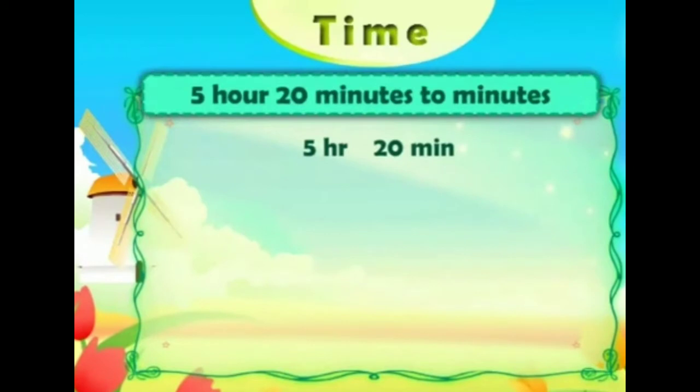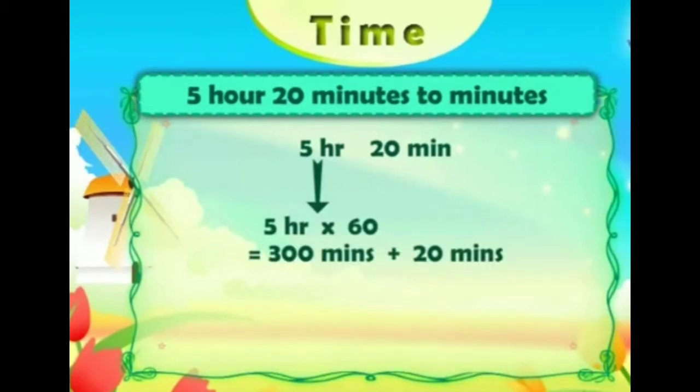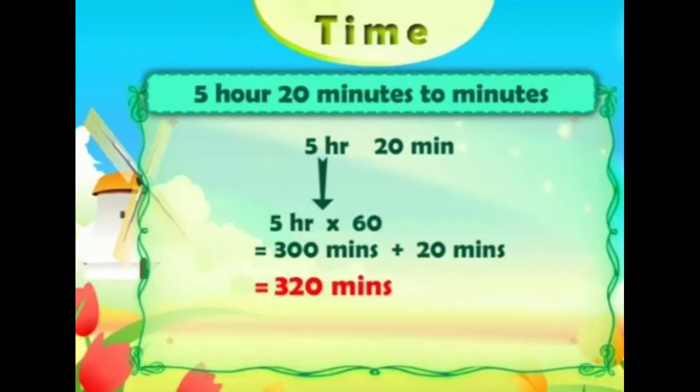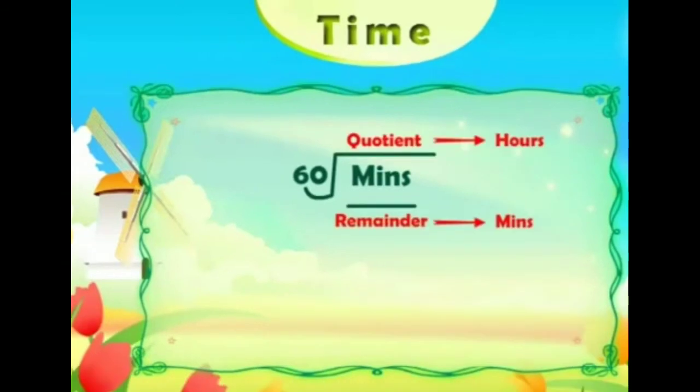Let's convert 5 hours 20 minutes to minutes. 5 hours is equal to 5 into 60 minutes, which is equal to 300 minutes. Now add 20 minutes to get 320 minutes. To change minutes to hours and minutes, divide by 60. The quotient is hours and the remainder is minutes.